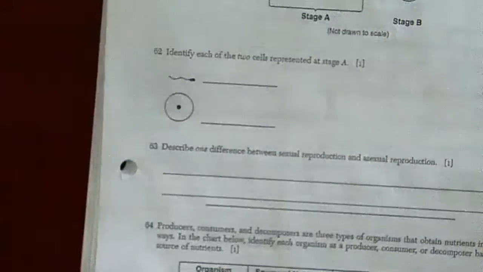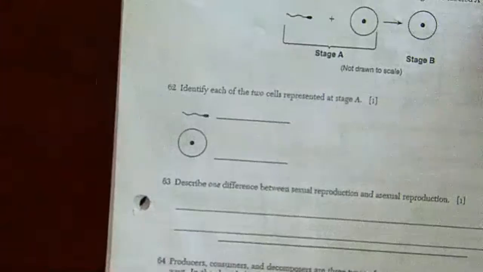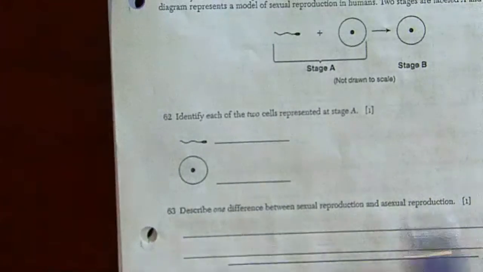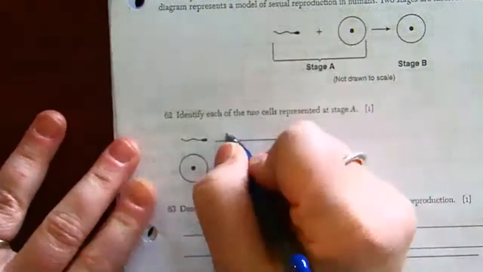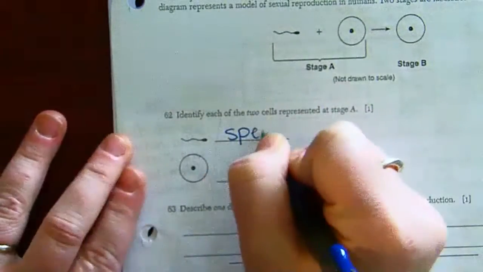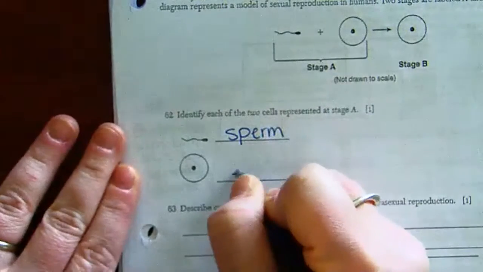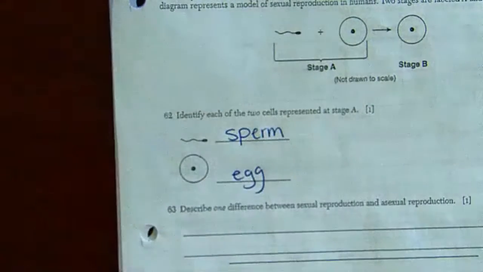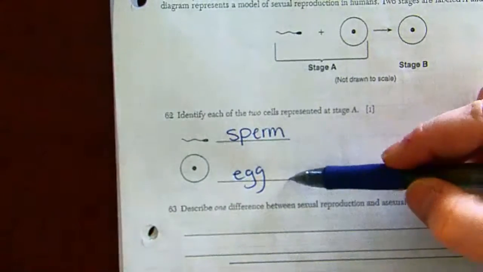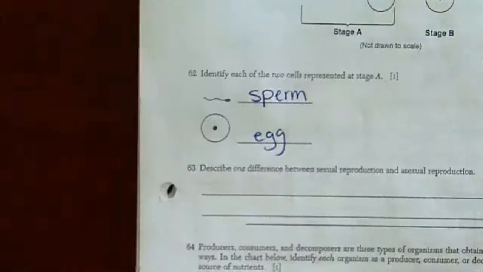Identify each of the 2 cells represented at stage A. Okay, and then give the cells for us here. So we have our 2 sex cells, our male sex cell, the sperm, and our female sex cell, the egg.